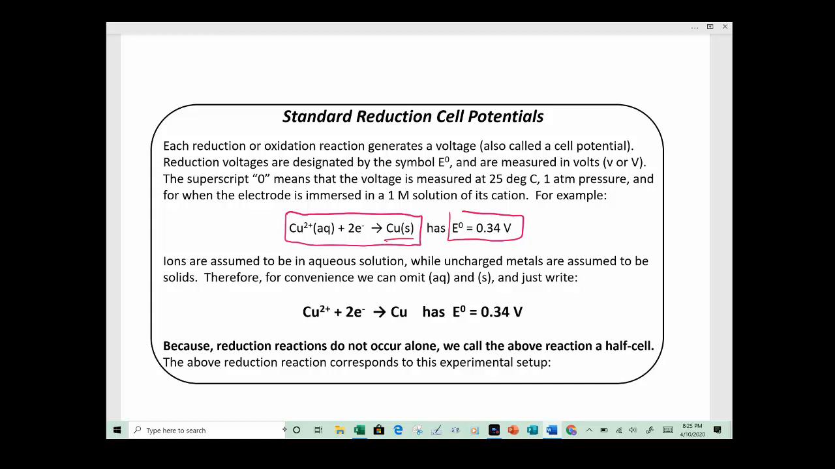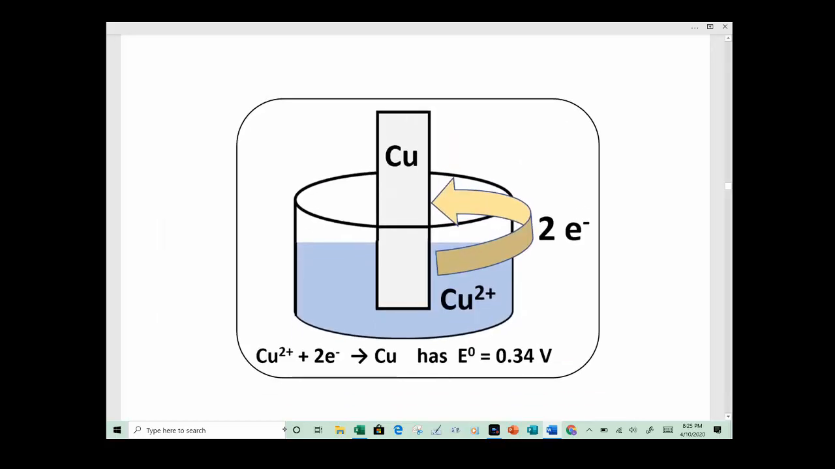We call that a reduction potential because it's associated with a reduction reaction. It's a voltage that describes this reduction reaction. So the half cell for this reaction would look something like this. We would have a copper electrode immersed in a solution of copper ion. Usually that's going to be 1 molar at 25 degrees Celsius.